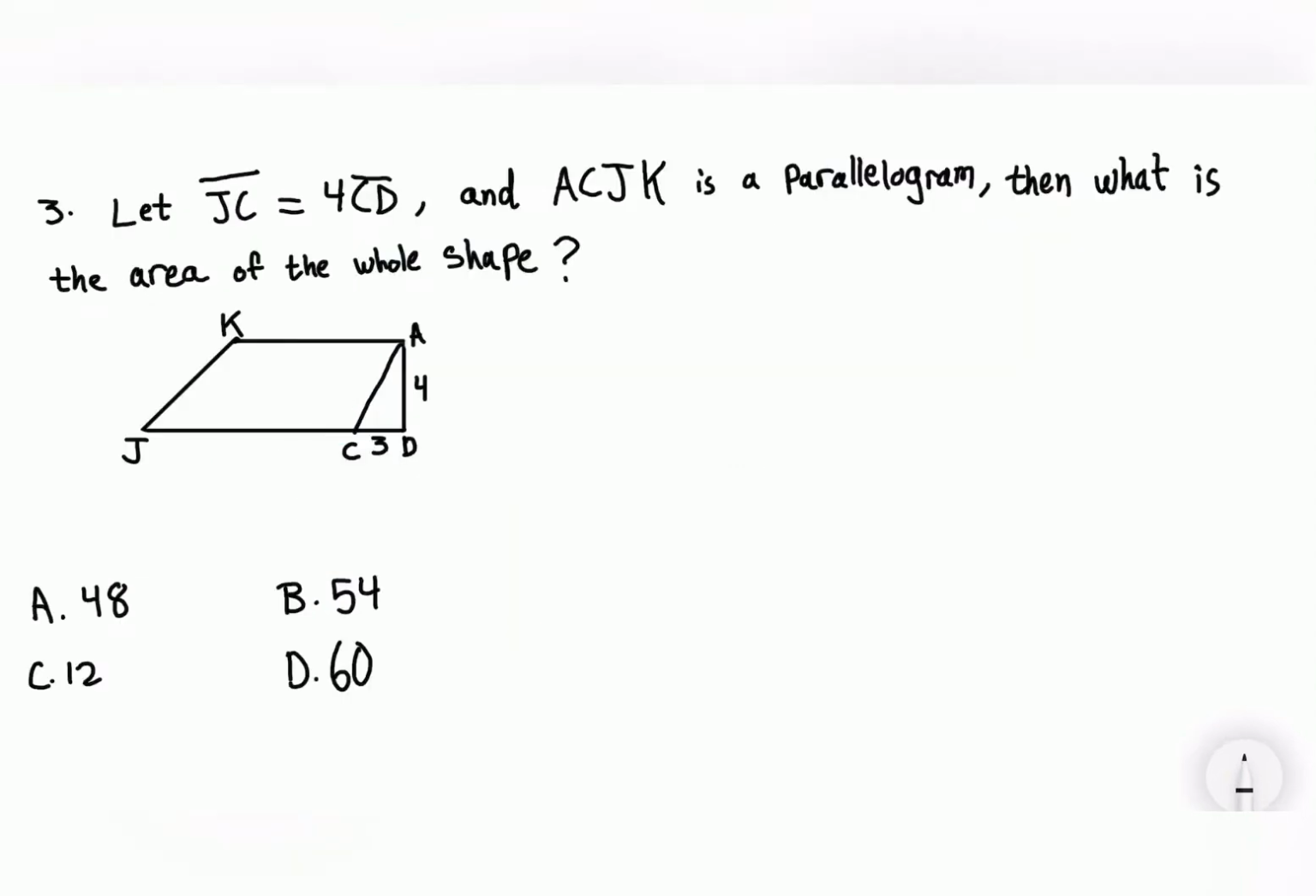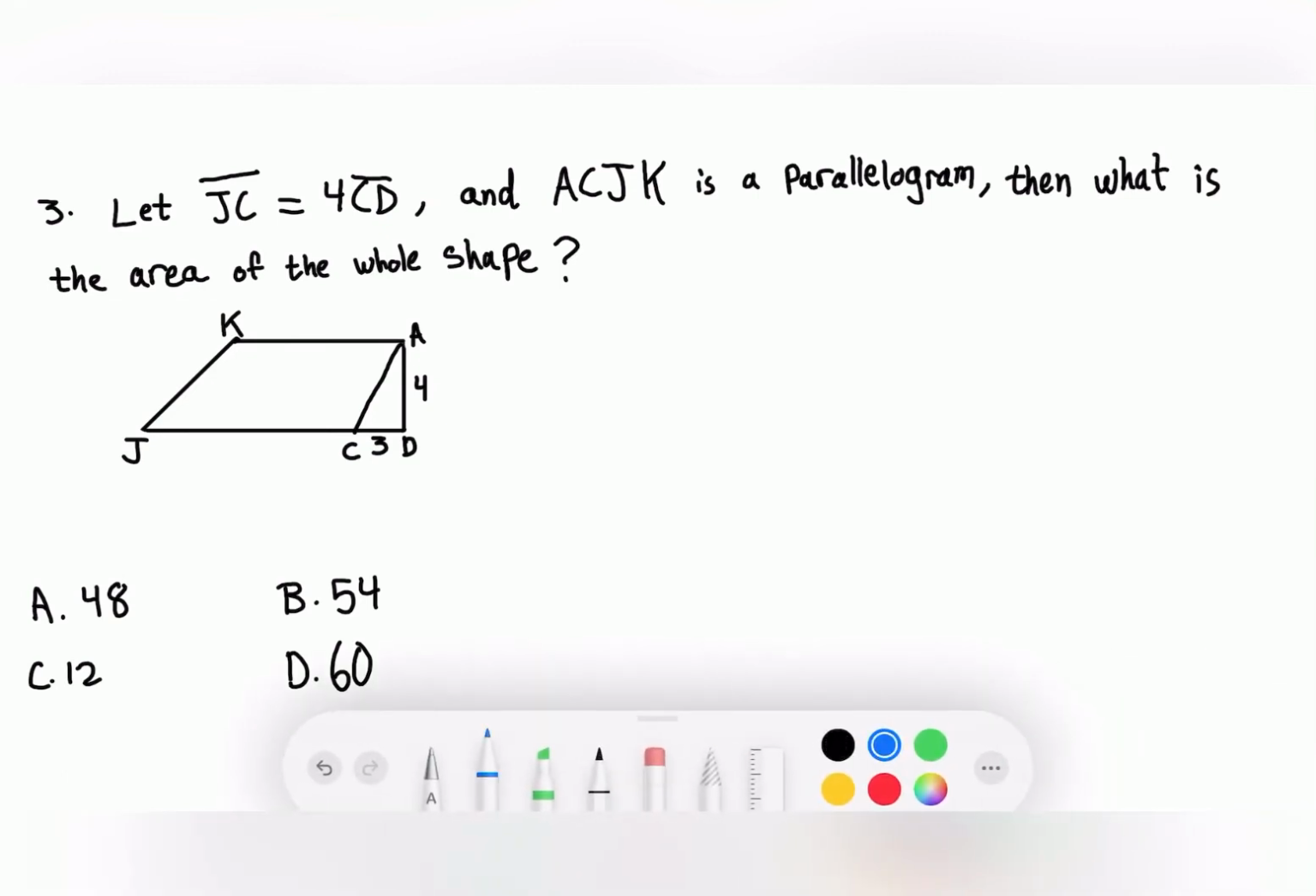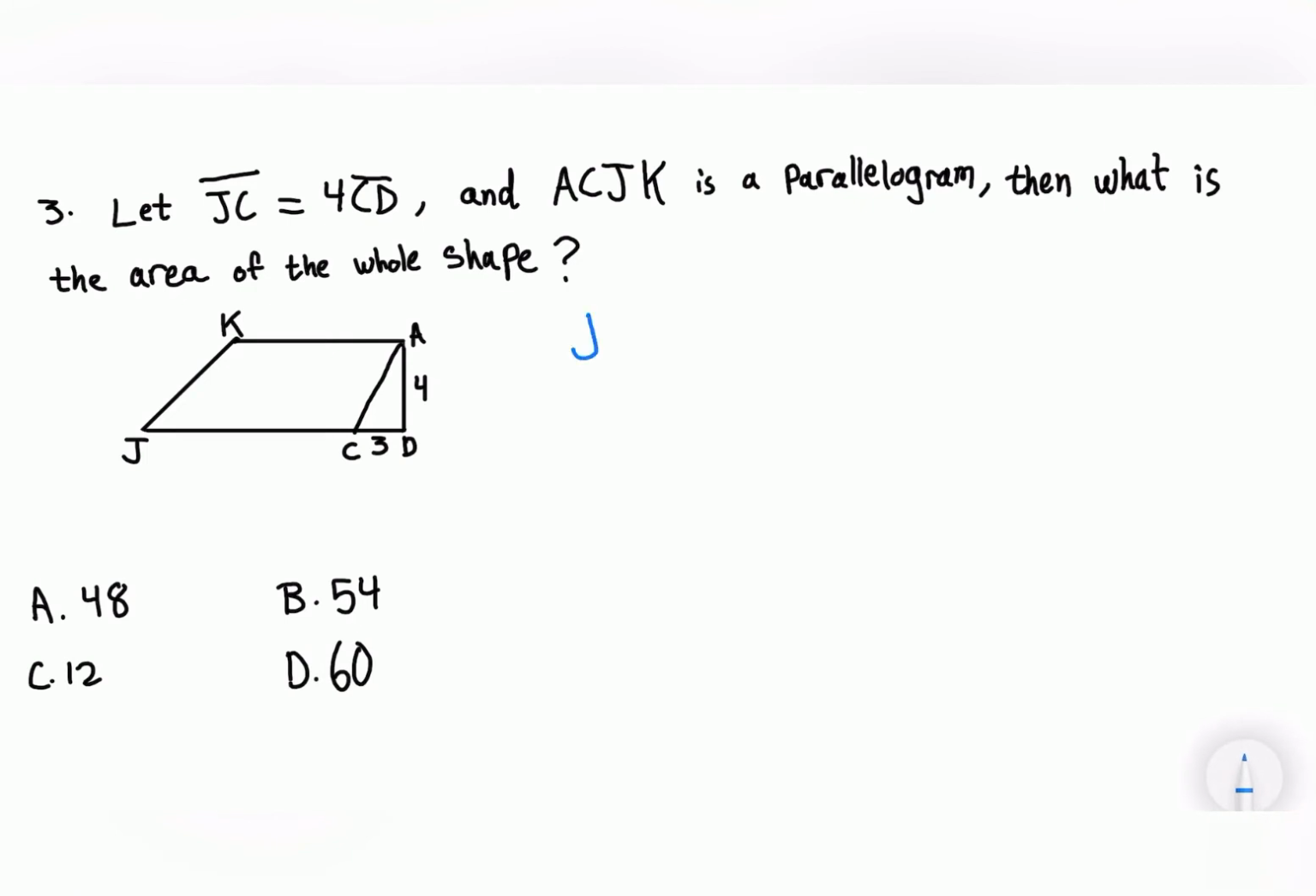Okay, now let's solve number 3. Number 3 says let JC equal 4CD and ACJK is a parallelogram. Then what is the area of the whole shape? Okay, let's write down what's given to us. So what's given to us is JC is equivalent to 4CD. That's what we know. That's what was given to us.